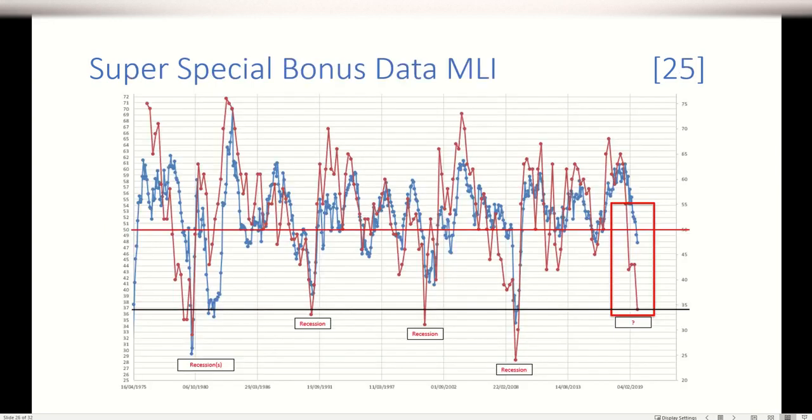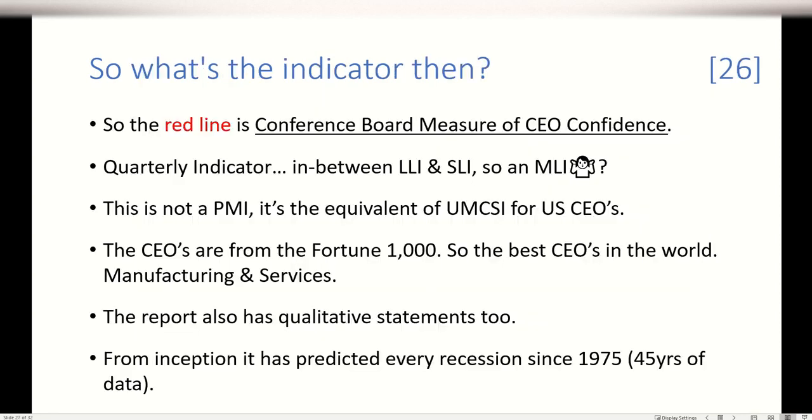So here is some special bonus data. The blue line should look fairly familiar, that's the ISM. And then you have the red line, which seems to lead the ISM on every upswing and downswing and has got every recession correct since the 1970s. So what is this indicator then? The red line is the Conference Board measure of CEO confidence. So if you just Google that, you'll find the data. It's fairly easily found. It's a quarterly indicator, so it's in between an LLI and an SLI.